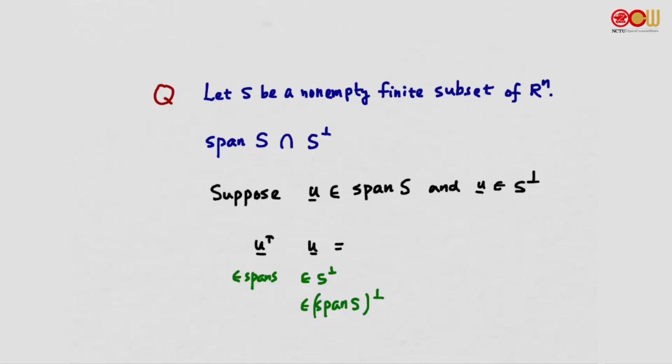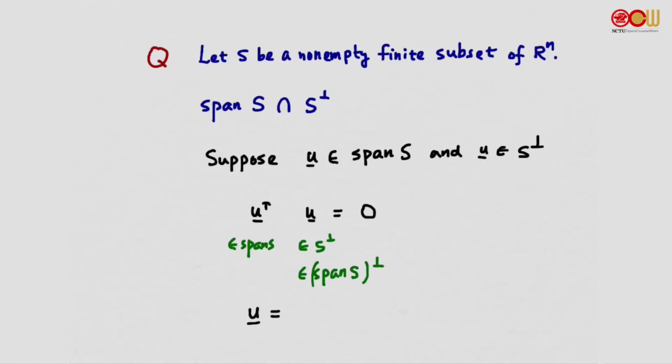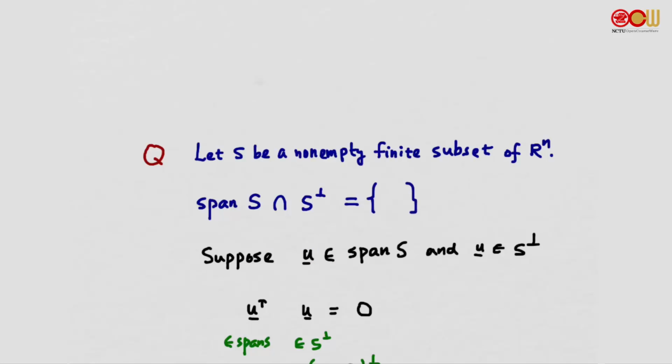It would be 0. What does this mean about U? U transpose U is equal to 0. That means U is the 0 vector. So the intersection of span S and S perp has only one vector, because whenever a vector is in span S and it's also in S perp, it's always the 0 vector. So the intersection is the 0 vector.